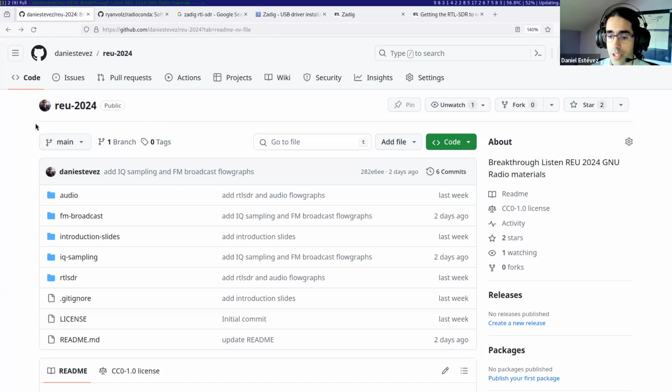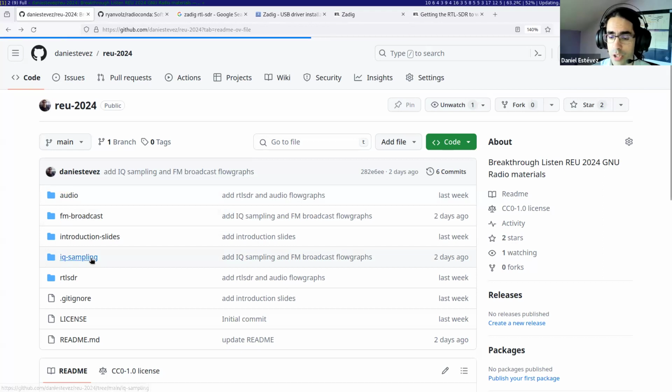And then if there is time today, I will do this FM broadcast demo. So this is more or less the same as we did in GQRX, but with GNU Radio. So taking some of what we will have learned in this IQ sampling, we will apply that to FM broadcast signals. If there isn't time, this will be for next week.